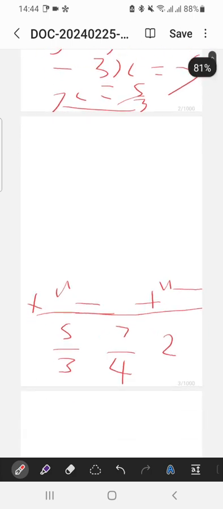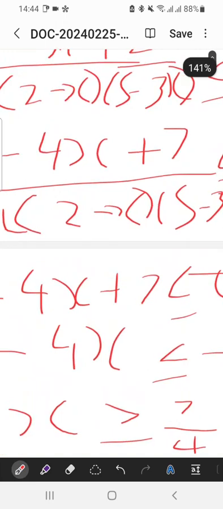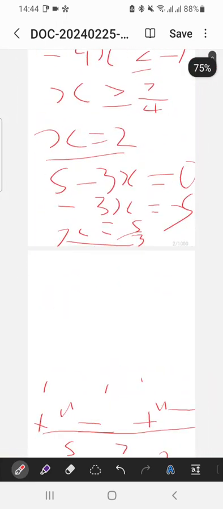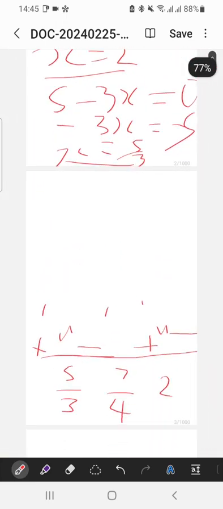Now to get plus here, minus here, plus here, you put in values. If you put something less than 5 over 3, for example minus 10, you put it in your equation over here, then you get a positive, so that's plus. If you put any number between 5 over 3 and 7 over 4, you get a negative answer. If you put any number between 7 over 4 and 2, you get a positive. And then you get a negative for any number above 2.